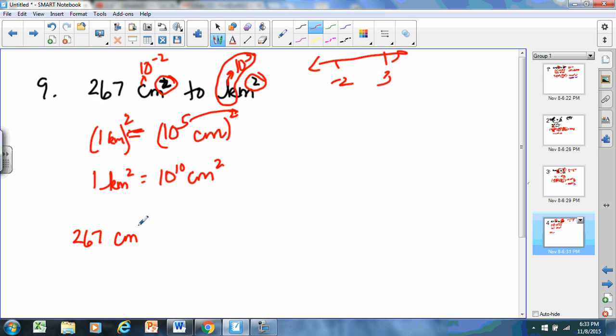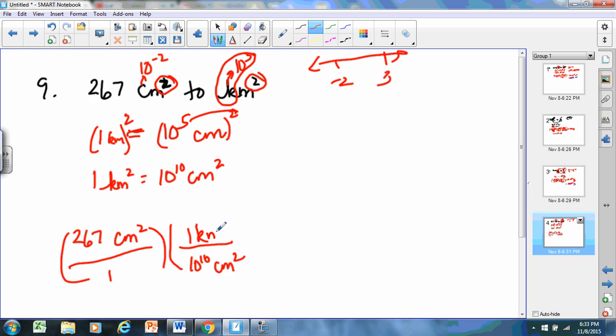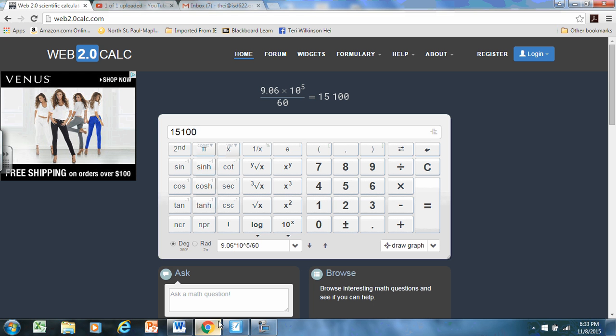267 squared centimeters over 1 goes in the first set of parentheses. And then because square centimeters is on the bottom, 10 to the 10th square centimeters goes down, 1 square kilometer goes up. And so 267 times 1 divided by 10 to the 10th, you get 2.67 times 10 to the negative 8 square kilometers. Let me just show you that quickly on a calculator.